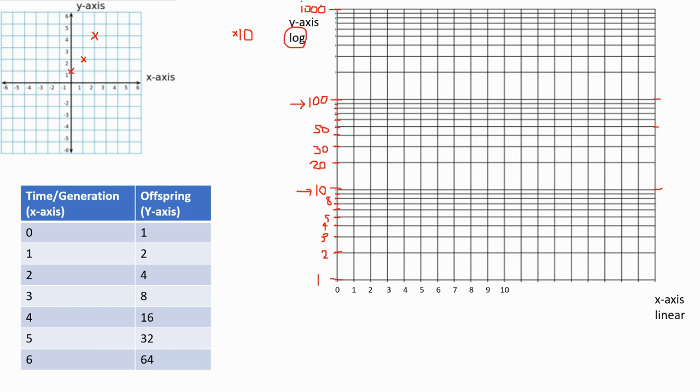If this is 100, you're trying to get to 1,000. This is 200, 300, 400, 500, 600, 700, 800, 900, 1,000. Okay, and then we're all the way up.